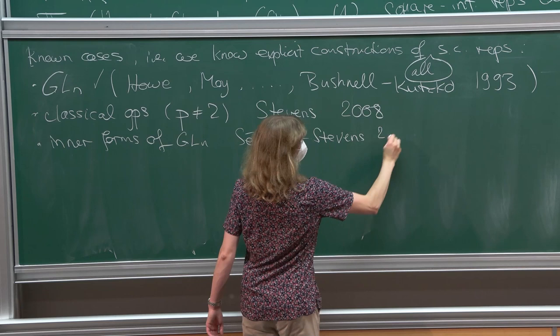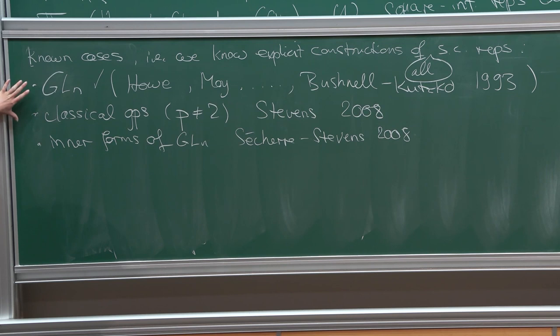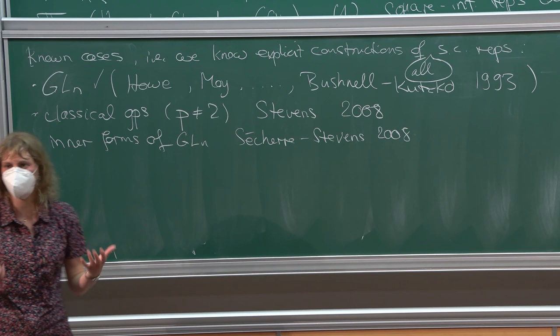And so all these rely on GLN and GLN being invertible n by n matrices, and then they use some lattice theoretic analysis. And the question was, how do we go on beyond GLN? How do we capture all the representations?